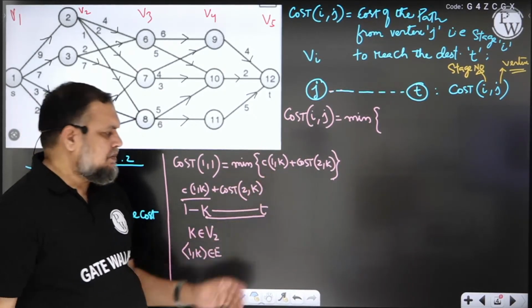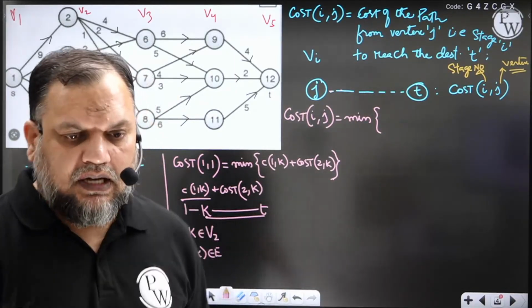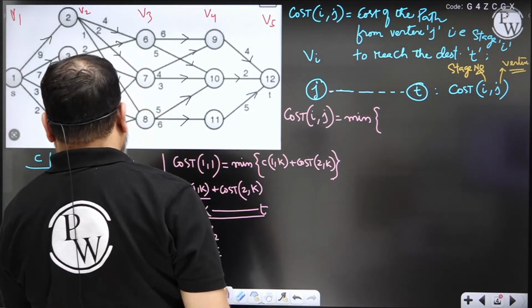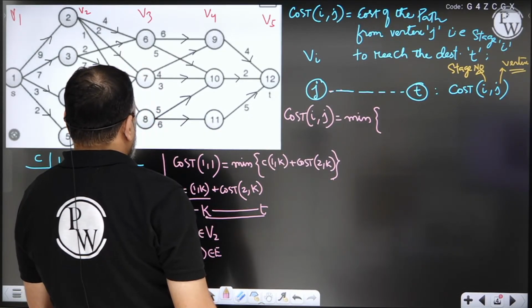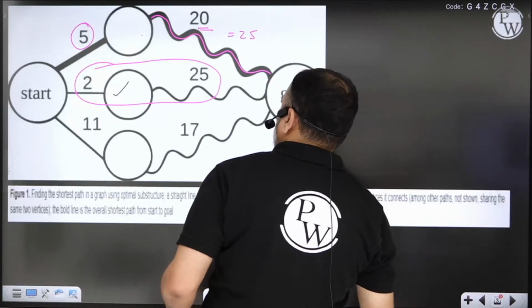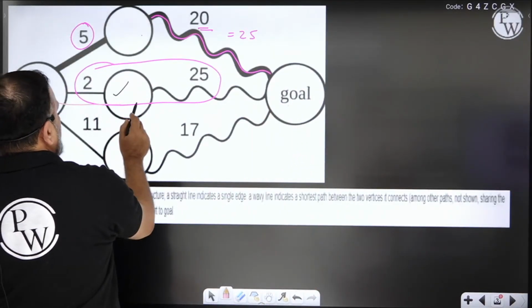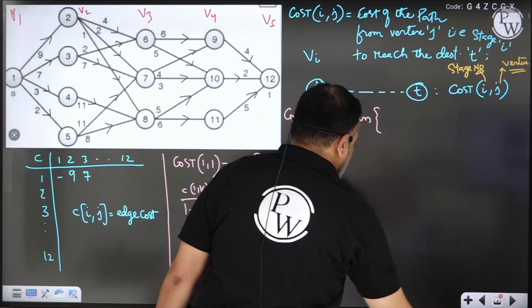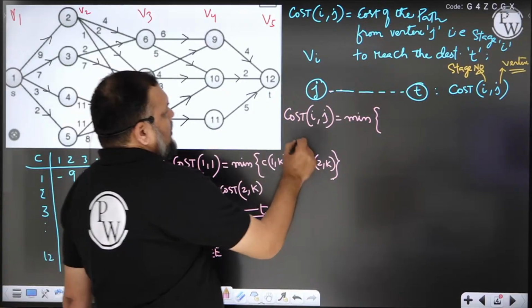Edge and subpath, the same way as in my previous diagram, where I have broken my path from start to goal into 2 parts. This is the edge and the remaining is the subpath. So the same way I have done here. Kindly see. So how do you generalize this?